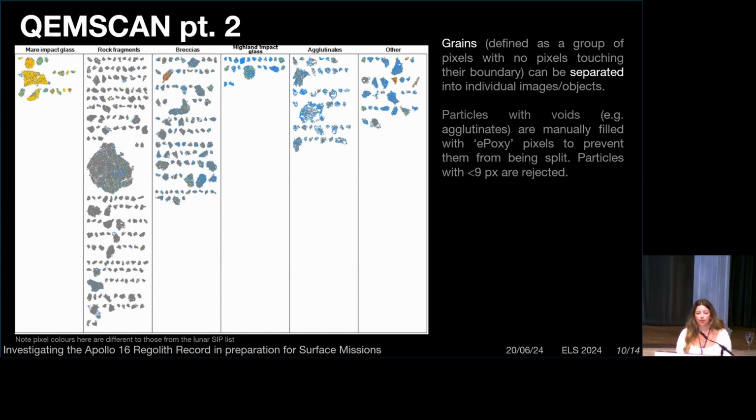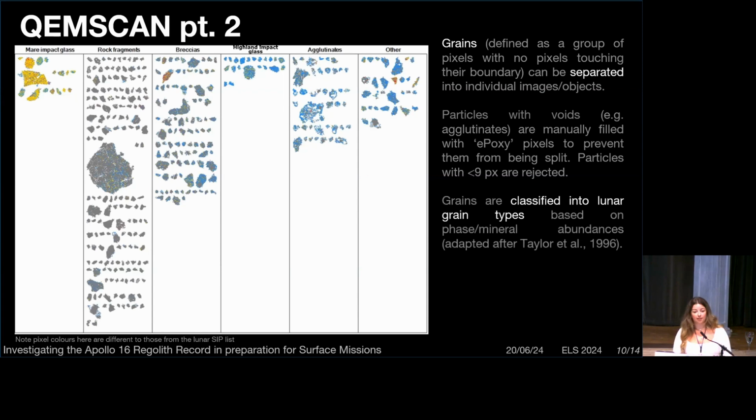Once they've been separated out, we can look at the individual mineralogy of all these clasts and their phase abundances, and then group them into lunar grain types based on their phase abundances. We can separate agglutinates from glass and breccias based on their void abundances.